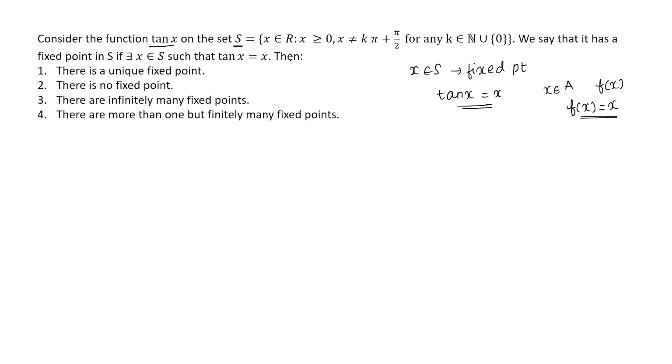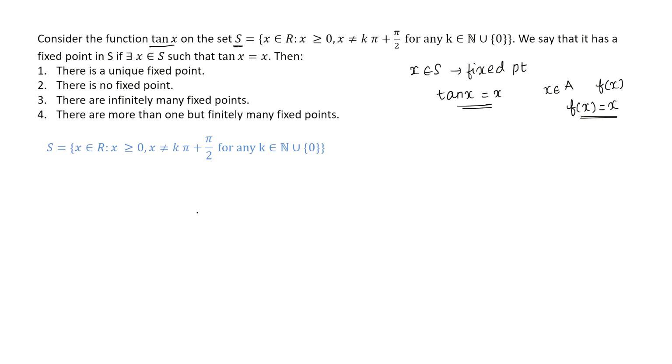Now the question asks us: first, there is a unique fixed point. Second, there is no fixed point. Third, there are infinitely many fixed points. And the last option, there are more than one but finitely many fixed points. So we have to determine how many fixed points the function tan x has on the set S.